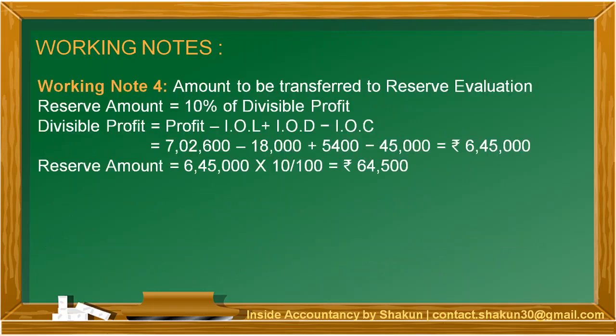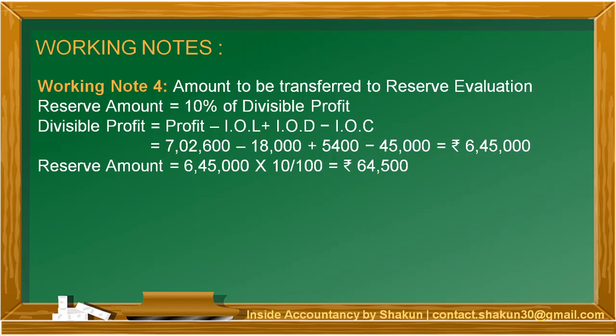The next working note relates to the amount which is to be transferred to reserve. Now, it was given in the question that 10% of the divisible profit is to be transferred to reserve. We need to know what is the divisible profit. The profit given in the question was 7,02,600, from which none of the appropriations or adjustments had been added or subtracted.